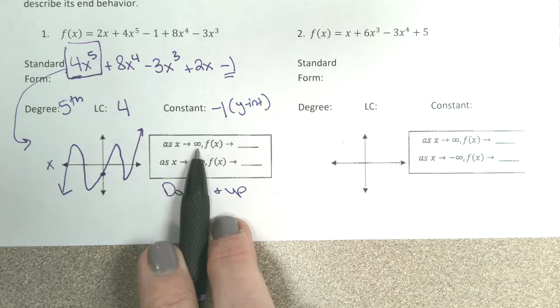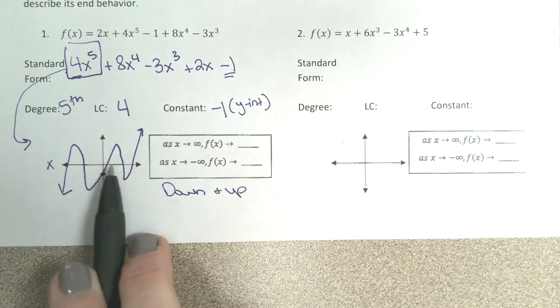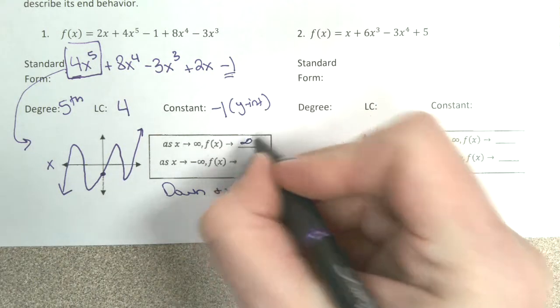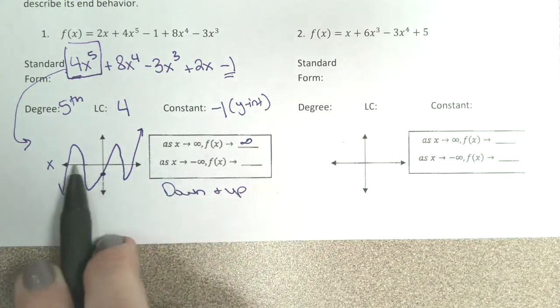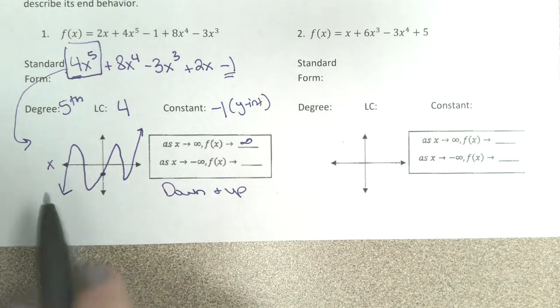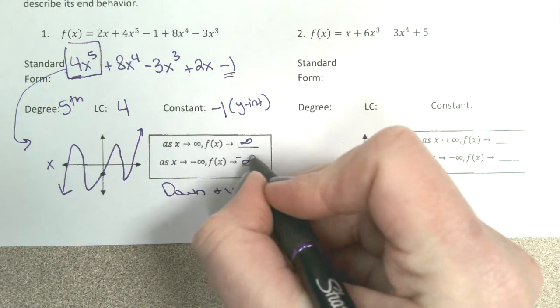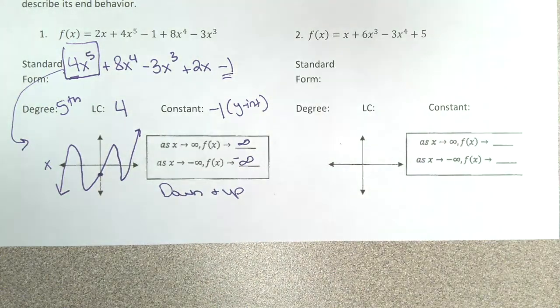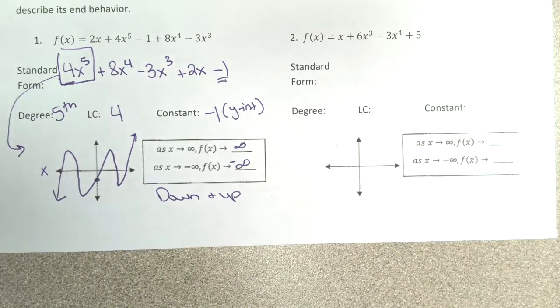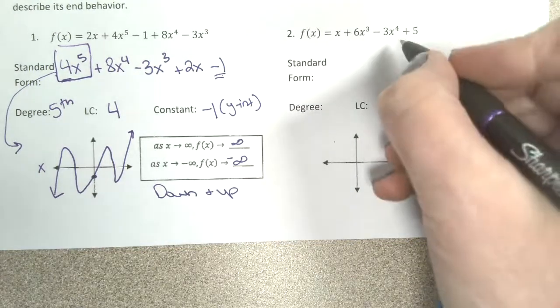As x goes to infinity, that means what's your graph doing to the far right? It is going up to positive infinity. And as x goes to negative infinity, means what's it doing to the far left? This one's going down to negative infinity. Number 2, try this one. I would hit the pause button and then come back and see if it matches it.